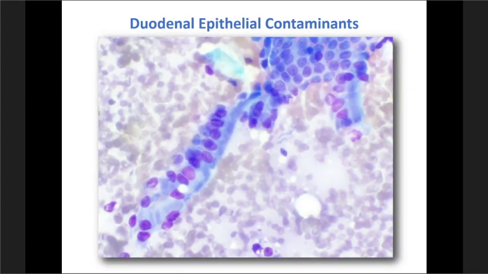If you're still having difficulty, go at a higher magnification. Go to the edge of the groups. Look at the flattened cells, and this is demonstrative of a brush border, which appears as more of a fuzzy outline instead of as a sharp cytoplasmic outline. So this will again help you in confirming the duodenal epithelial contaminant.